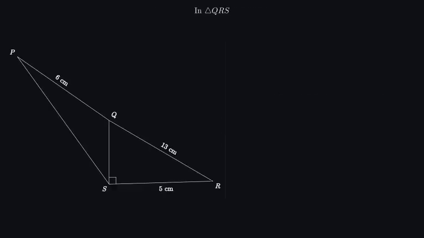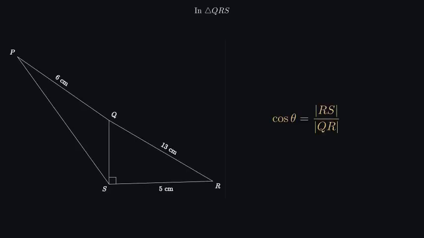The plan is simple. First, we use the right-angled triangle QRS to find the angle at R. Then we use PR equals 19 centimeters and apply the cosine rule in triangle PSR to find PS. Let angle QRS equals theta.